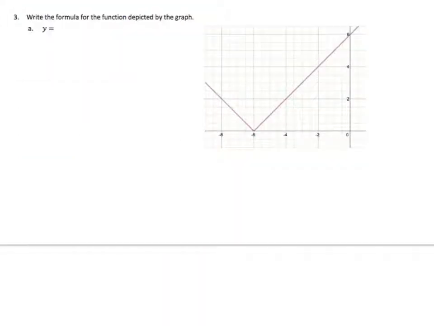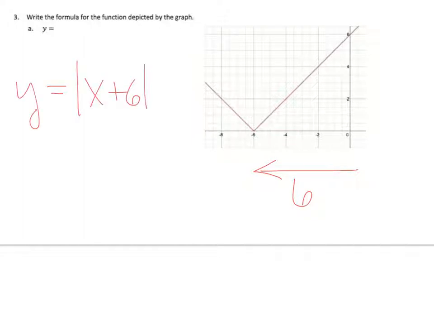Okay, now is when things get just a tad bit more difficult because we have to write those equations. This one's on the x-axis. We just shifted this direction 6, so it's a negative 6. So it's y equals absolute value x plus 6.